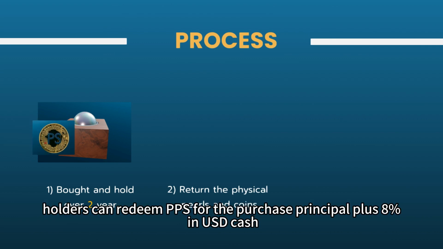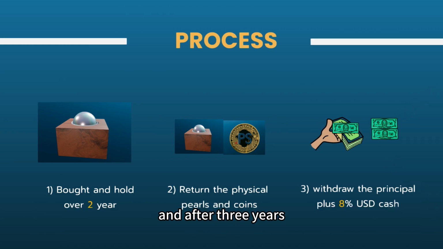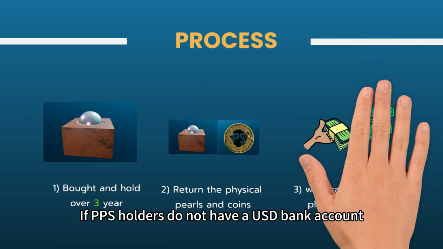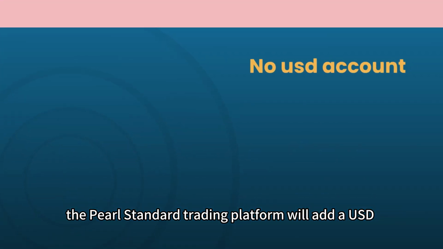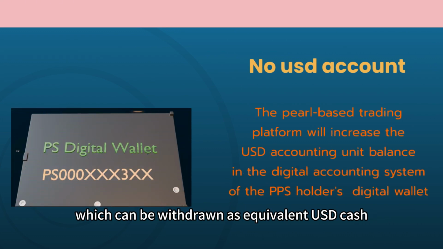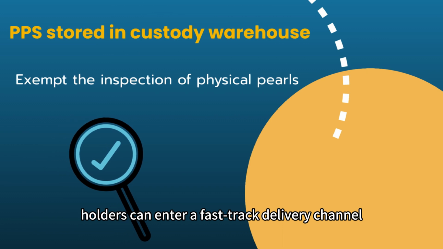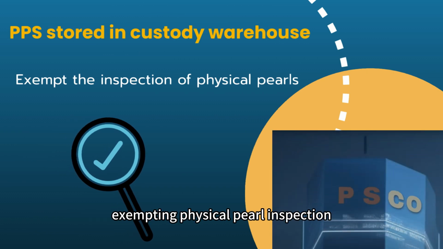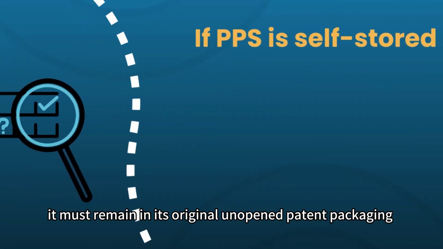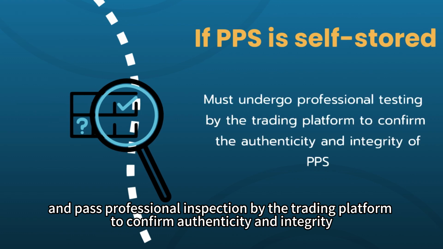After 2 years, holders can redeem PPS for the purchase principal plus 8% in USD cash, and after 3 years, for the purchase principal plus 21% in USD cash. If PPS holders do not have a USD bank account, the Pearl Standard trading platform will add a USD accounting unit balance to their digital wallet, which can be withdrawn as equivalent USD cash. If PPS is stored in the Pearl Standard custody vault, holders can enter a fast-track delivery channel, exempting physical Pearl inspection. If PPS is self-custodied, it must remain in its original unopened patent packaging and pass professional inspection by the trading platform to confirm authenticity and integrity.